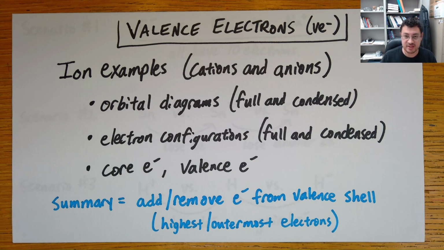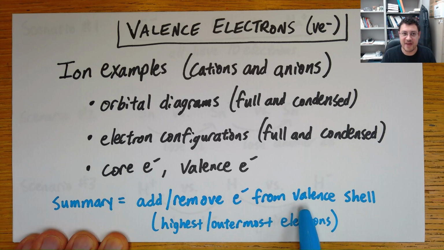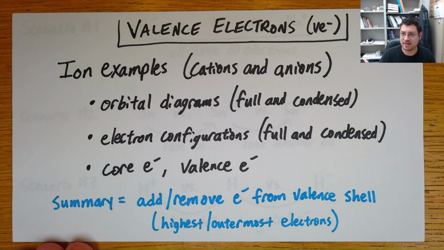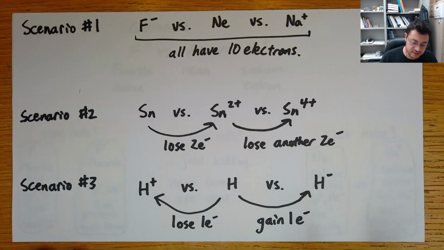So got three different scenarios to compare and contrast, but here's the basic summary if you wanted to boil down this video into one sentence, which is when it comes to ions, you'll be adding or removing electrons from the valence shell. That highest n value principal quantum number, aka the outermost electrons, that's where you're going to be adding or removing electrons. So three scenarios today.